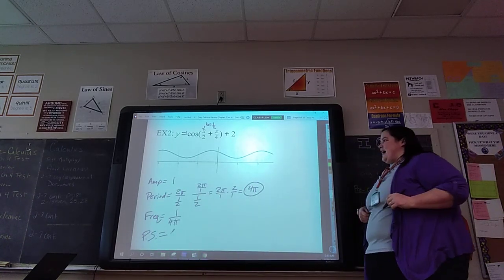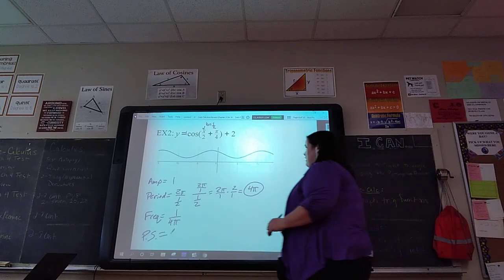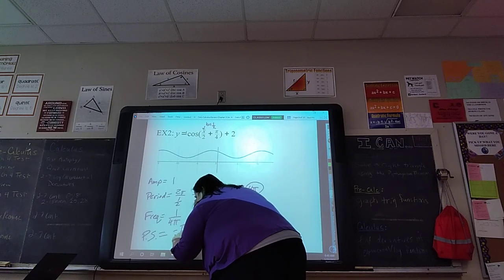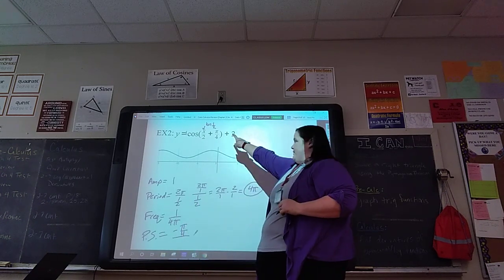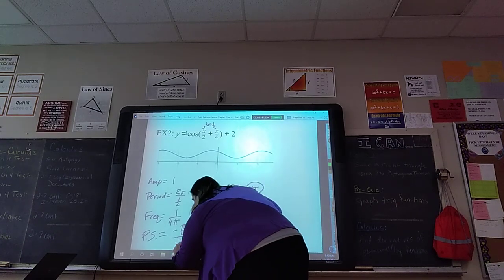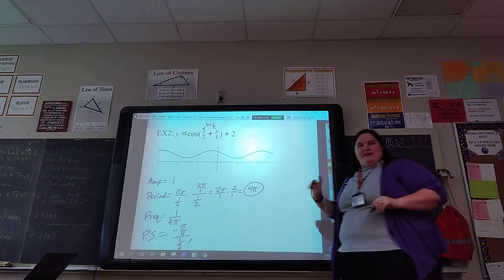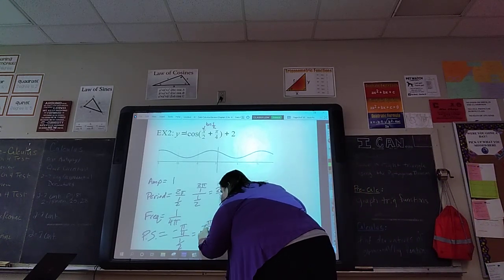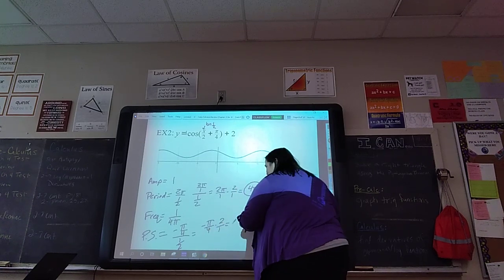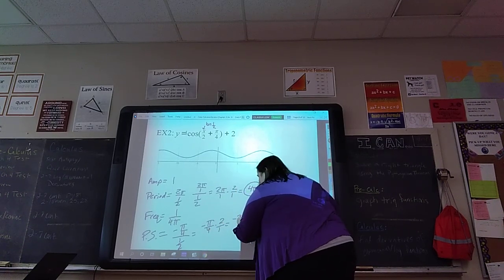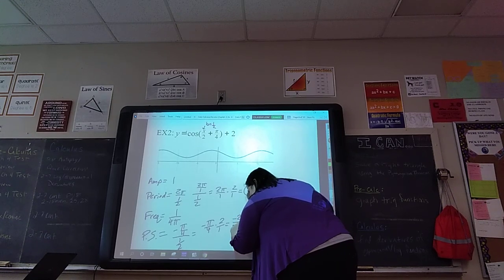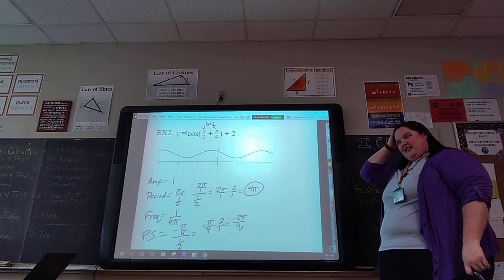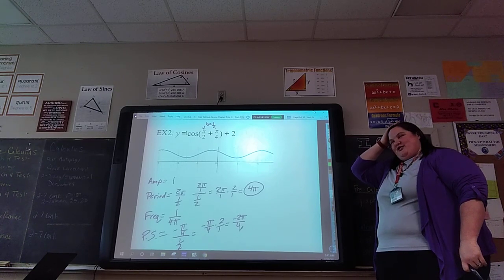Phase shift is opposite of c over b. Okay, a lot of times c ends up being positive originally, so my phase shift is going to be negative, over my b value, which we talked about, b value is 1/2. You're going to get really good at dividing with fractions. How do I divide with fractions? Multiply by the reciprocal. Okay, so we multiply straight across, so I'm negative 2 pi over 4. You think I'm going to leave it like that? No. What can I do to simplify it further?